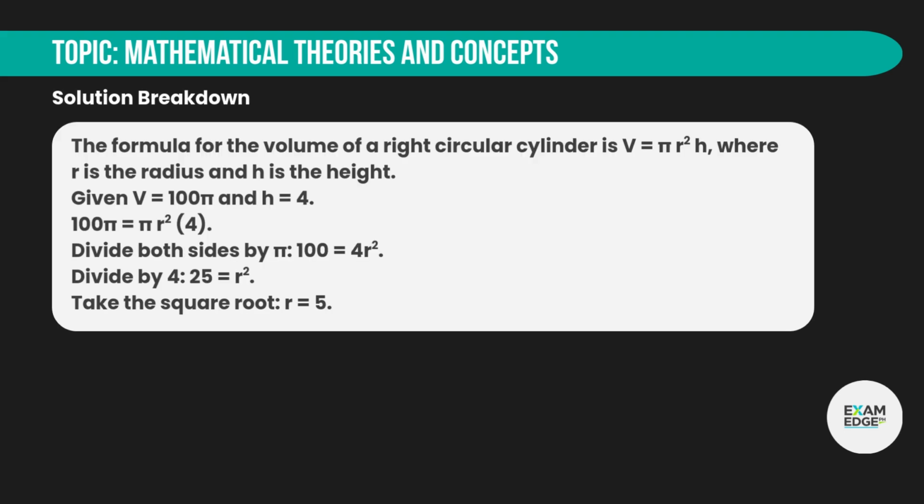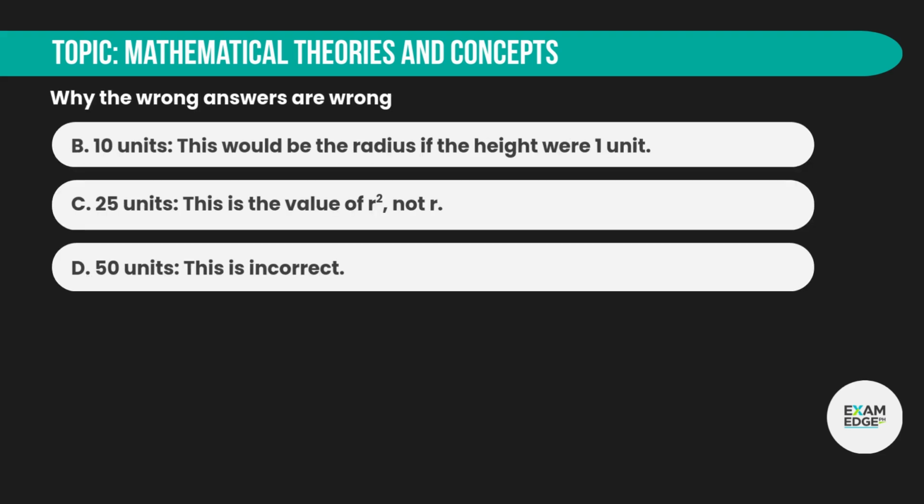Solution breakdown. The formula for the volume of a right circular cylinder is V equals pi r squared h, where r is the radius and h is the height. Given V equals 100 pi and h equals 4. 100 pi equals pi r squared times 4. Divide both sides by pi. 100 equals 4r squared. Divide by 4. 25 equals r squared. Take the square root. R equals 5.